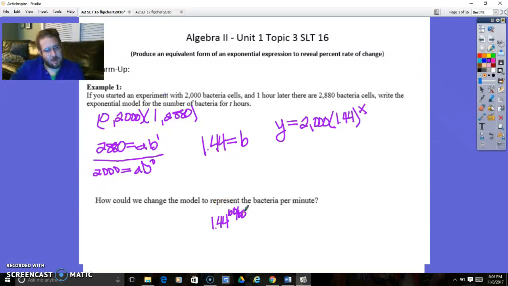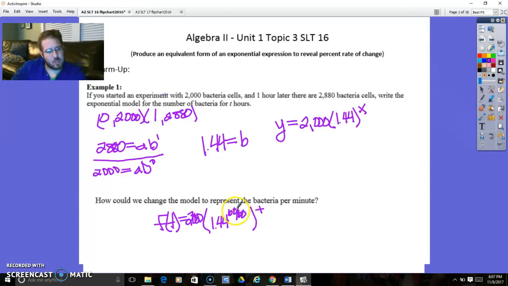60/60ths. Now, 60 divided by 60 is still 1. So basically, I have not changed the value of anything. So I'm going to change the x to a t. That doesn't really matter because I can use any variable. I'm going to call it f of t. So I'm going to go to function notation now. f of t equals 2000 times 1.44 to the 60/60ths.